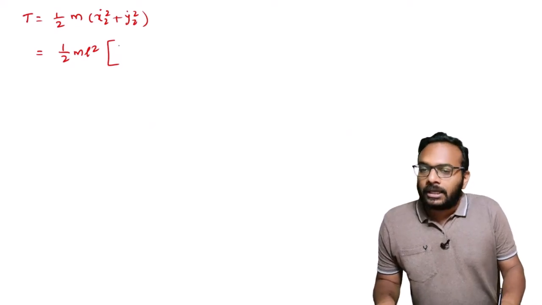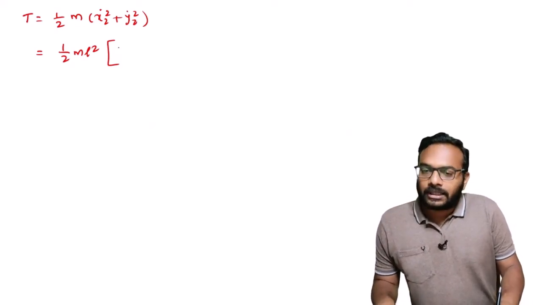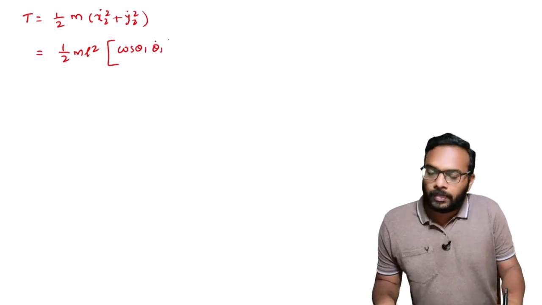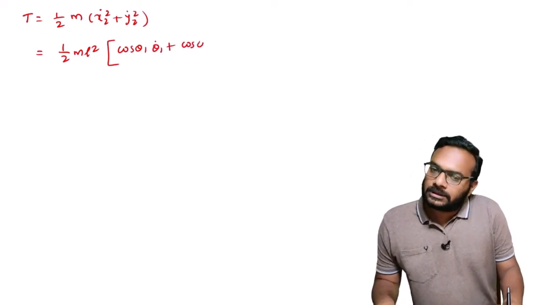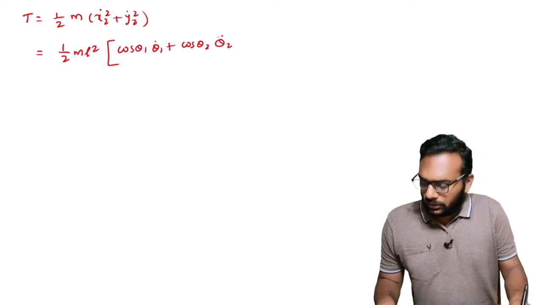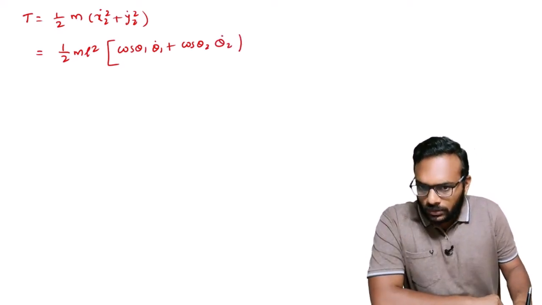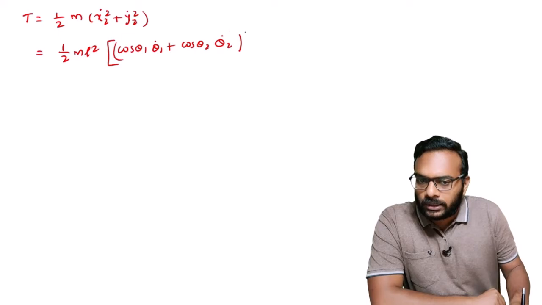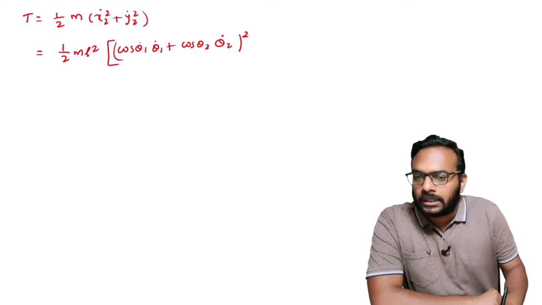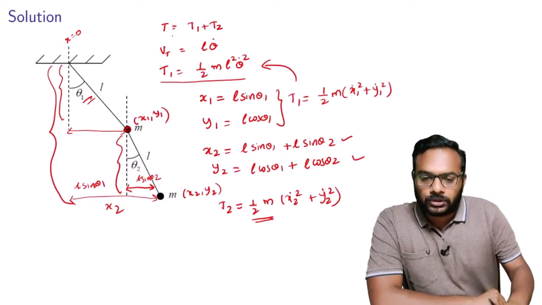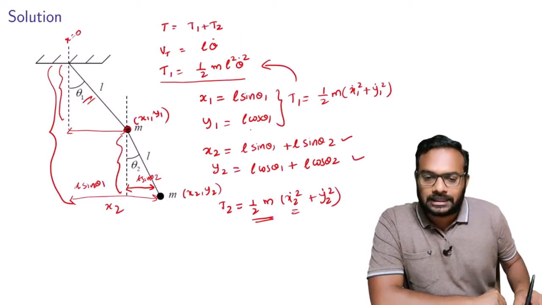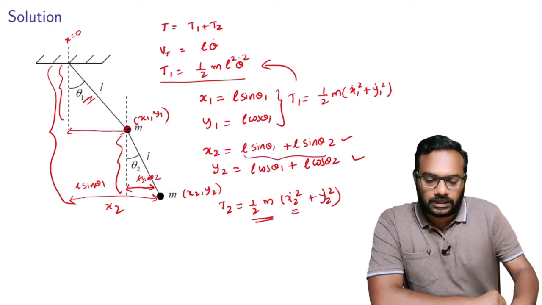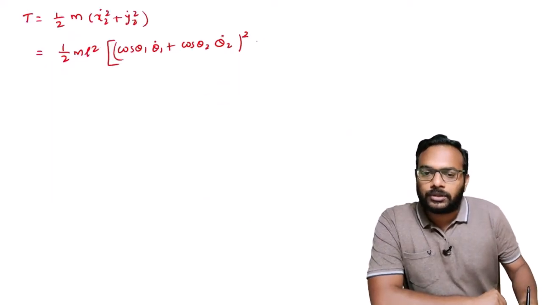All right, and x2 dot square, we can write it as cos theta 1 dot plus cos theta 2 dot whole square. Okay, that would be x2 dot square. Just take the time derivative of this and square. Okay, and what's y2 dot square?